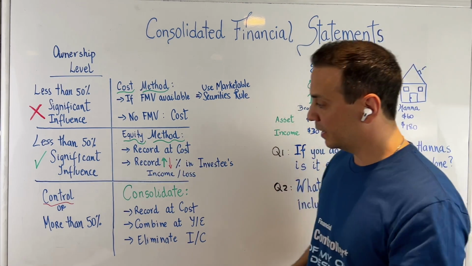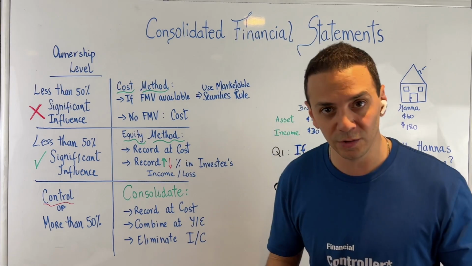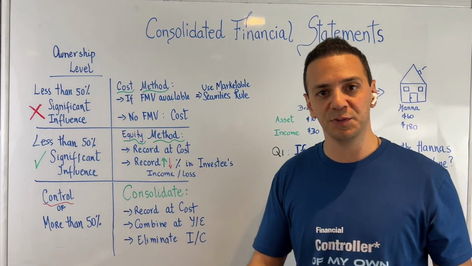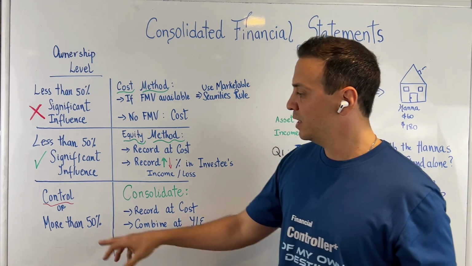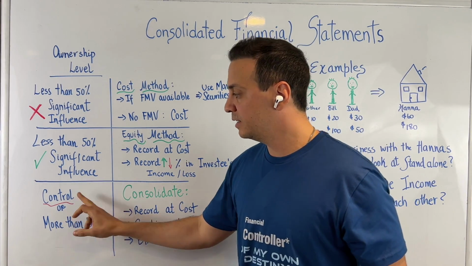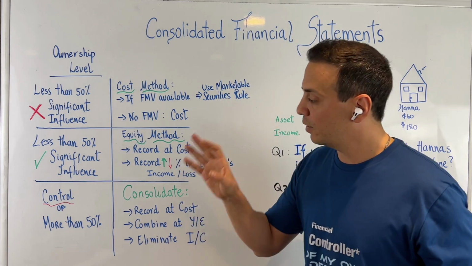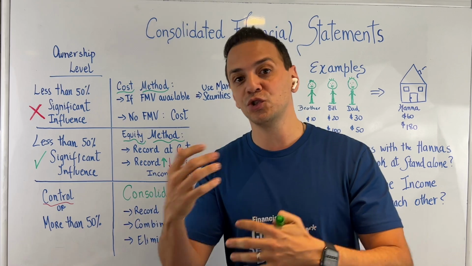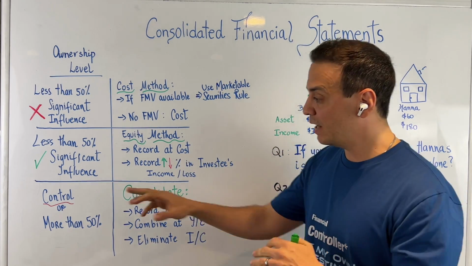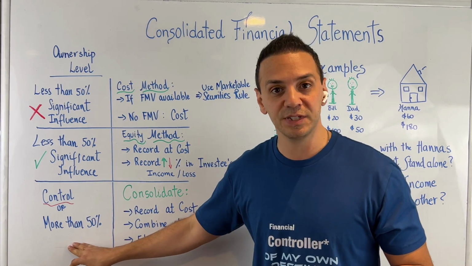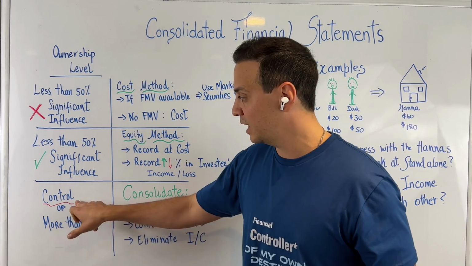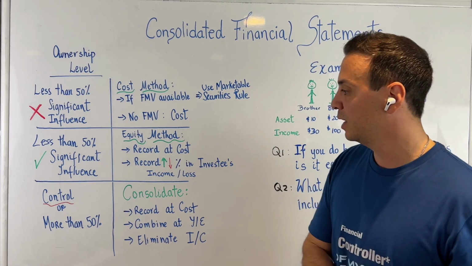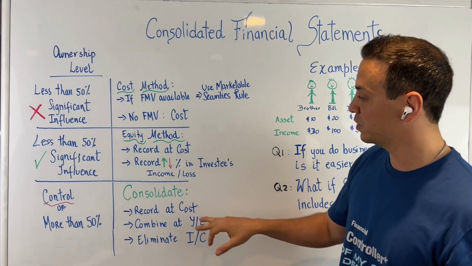Now, the next level is going to be control. So when you have control, and this usually is evidenced by having more than 50% ownership in the investment company or the investee. So if you own more than 50%, typically that dictates control, right? But you could also own less than 50% and still have control if you own the majority of the voting stock, for example. So whether or not you own 50%, maybe you own 49%, you still have control. But typically control exists when you have more than 50% ownership in the investee. Okay, so that's when you consolidate.